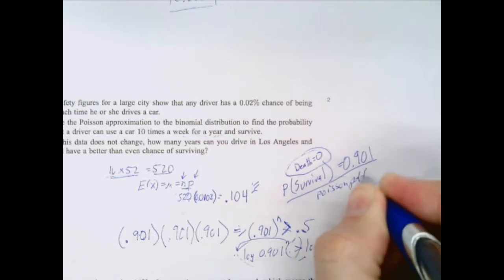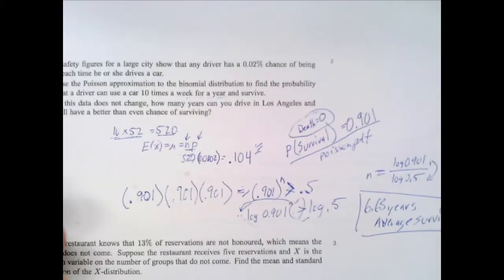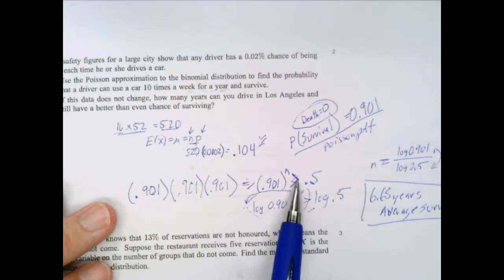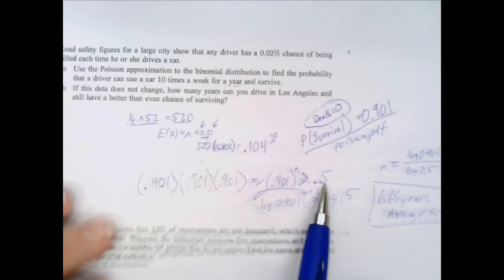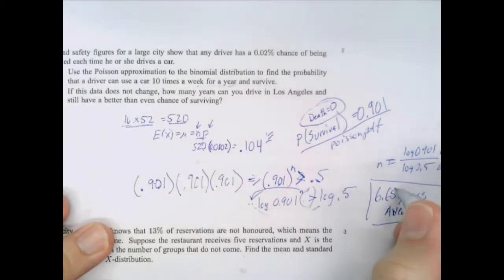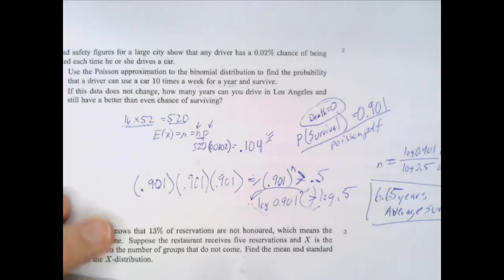PDF for this. Okay. Then we went and we figured out how many times this could happen, how many years in a row, until it dropped below a 50% chance of surviving, which was 6.65 years. Okay, anything past that, and you have a less than even chance of surviving. All right, very good. Let us move along.